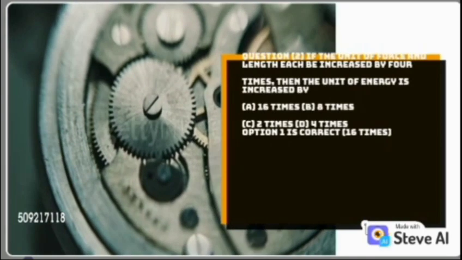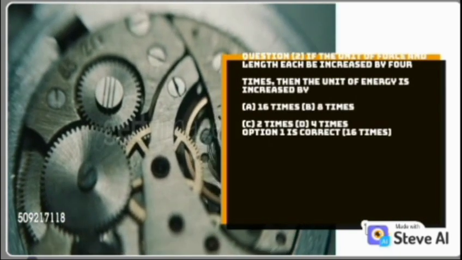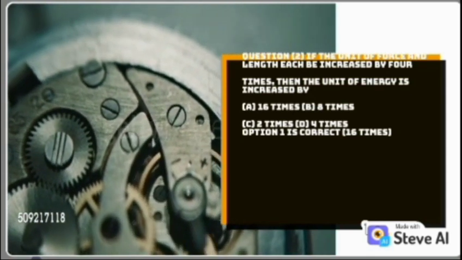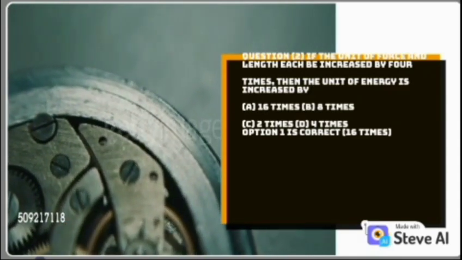Question 2. If the unit of force and length each be increased by 4 times, then the unit of energy is increased by: A. 16 times. B. 8 times. C. 2 times. D. 4 times. Option 1 is correct.